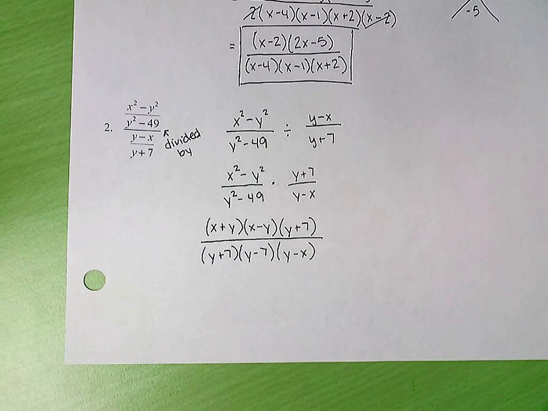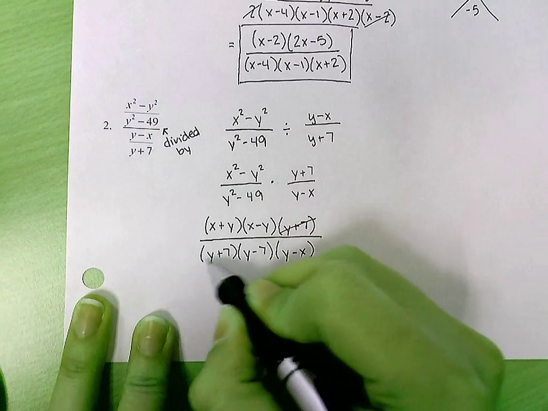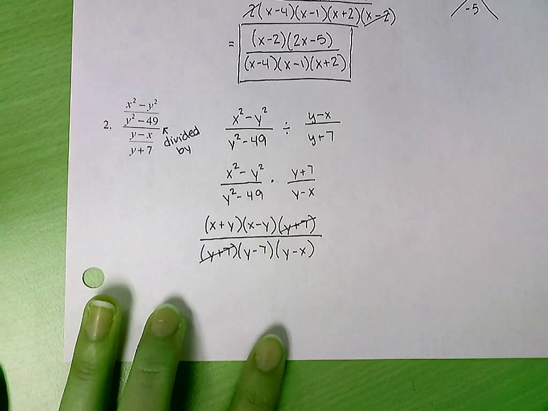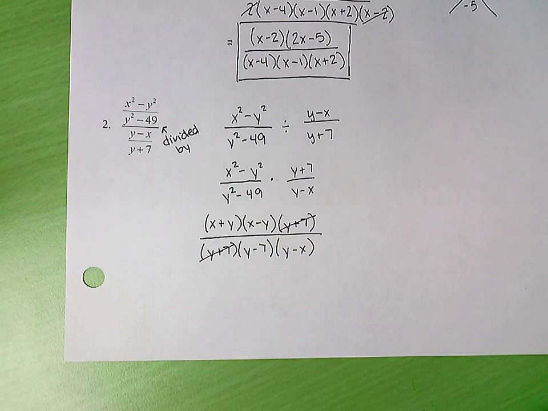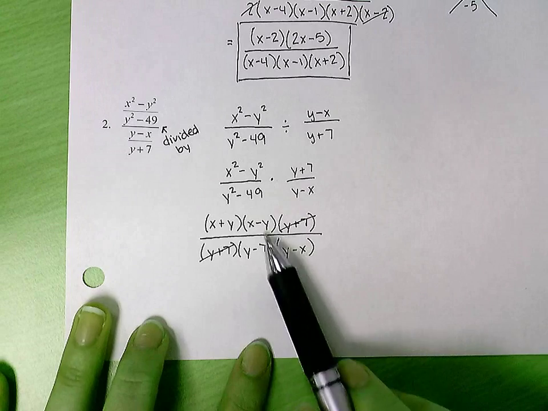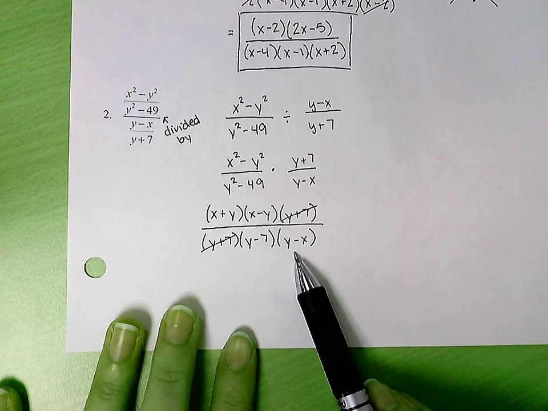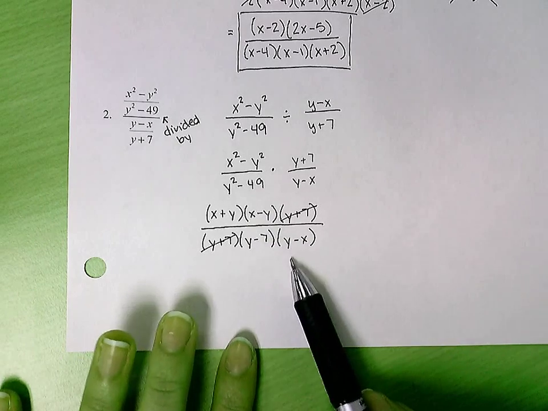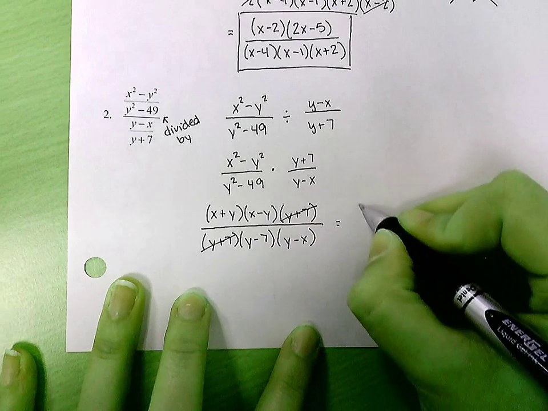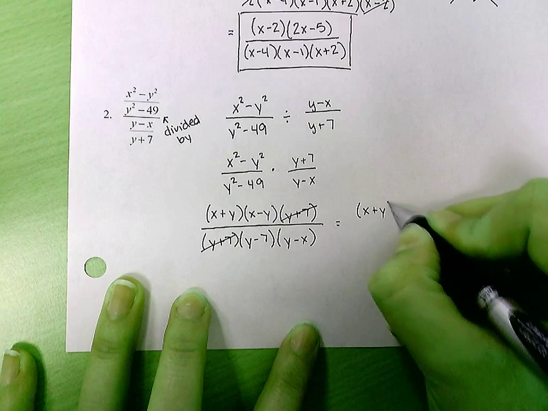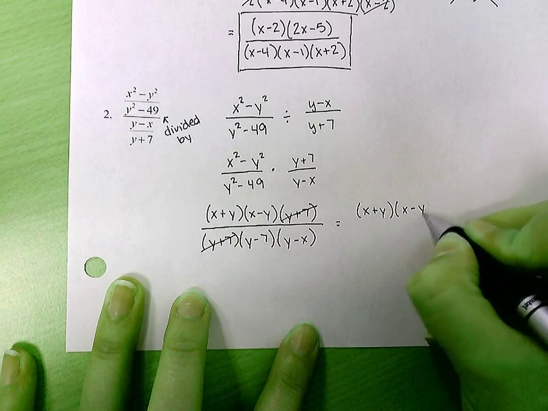And I can start canceling. Okay, so right here, I have a y plus 7 and a y plus 7. Now what I want you to notice is that these two are kind of similar, right? This x minus y and y minus x. So I'm going to write this out again after I canceled.